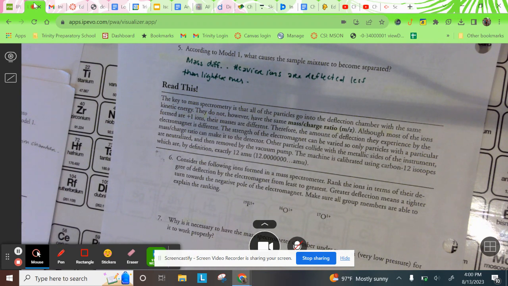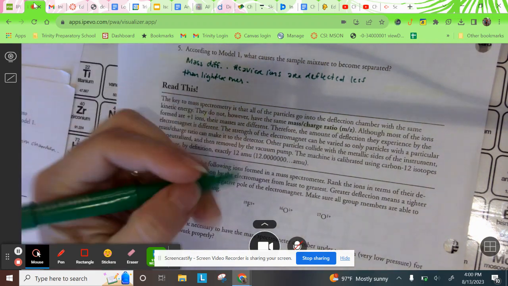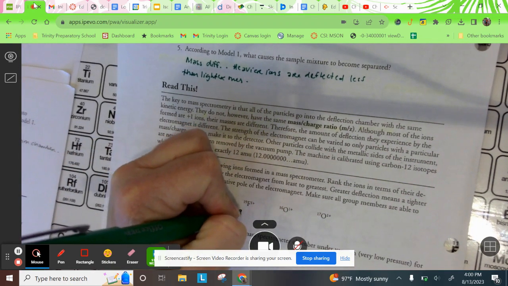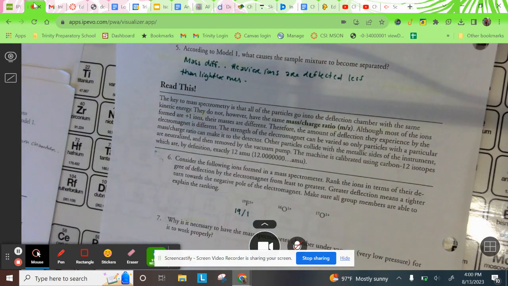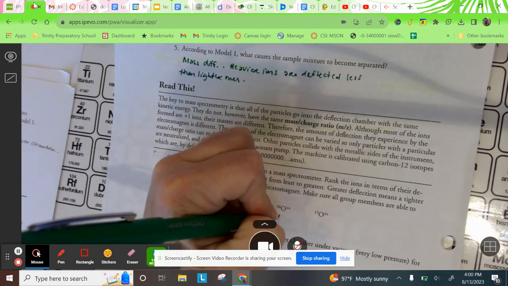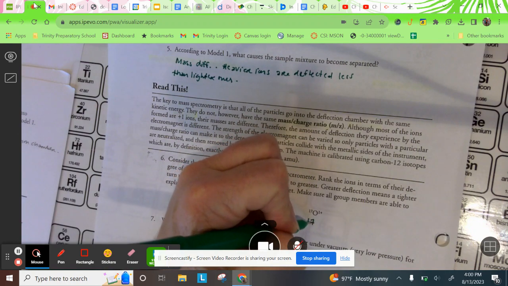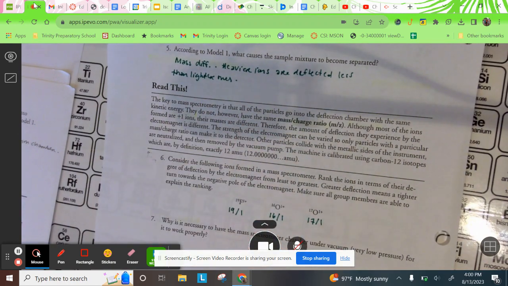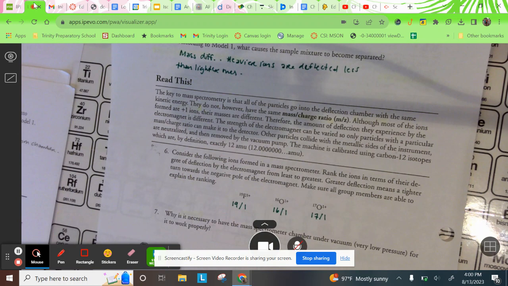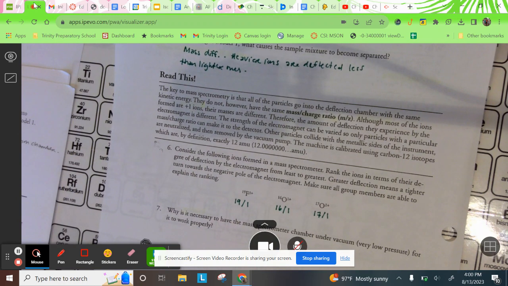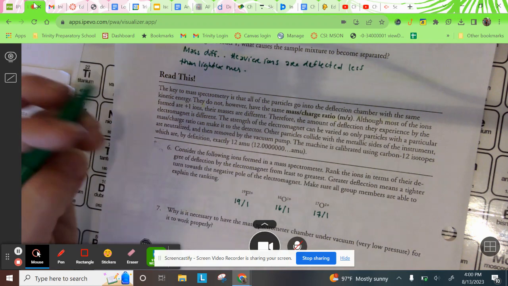And what you're going to be looking at is the mass to charge ratio. So for example, for this fluorine, my mass is 19 and my charge is 1. For the oxygen, my mass is 16 and my charge is 1. And for this oxygen, my mass is 17 and my charge is 1. So the one that's going to be the greatest mass to charge ratio is going to be what? It should be my oxygen 16.